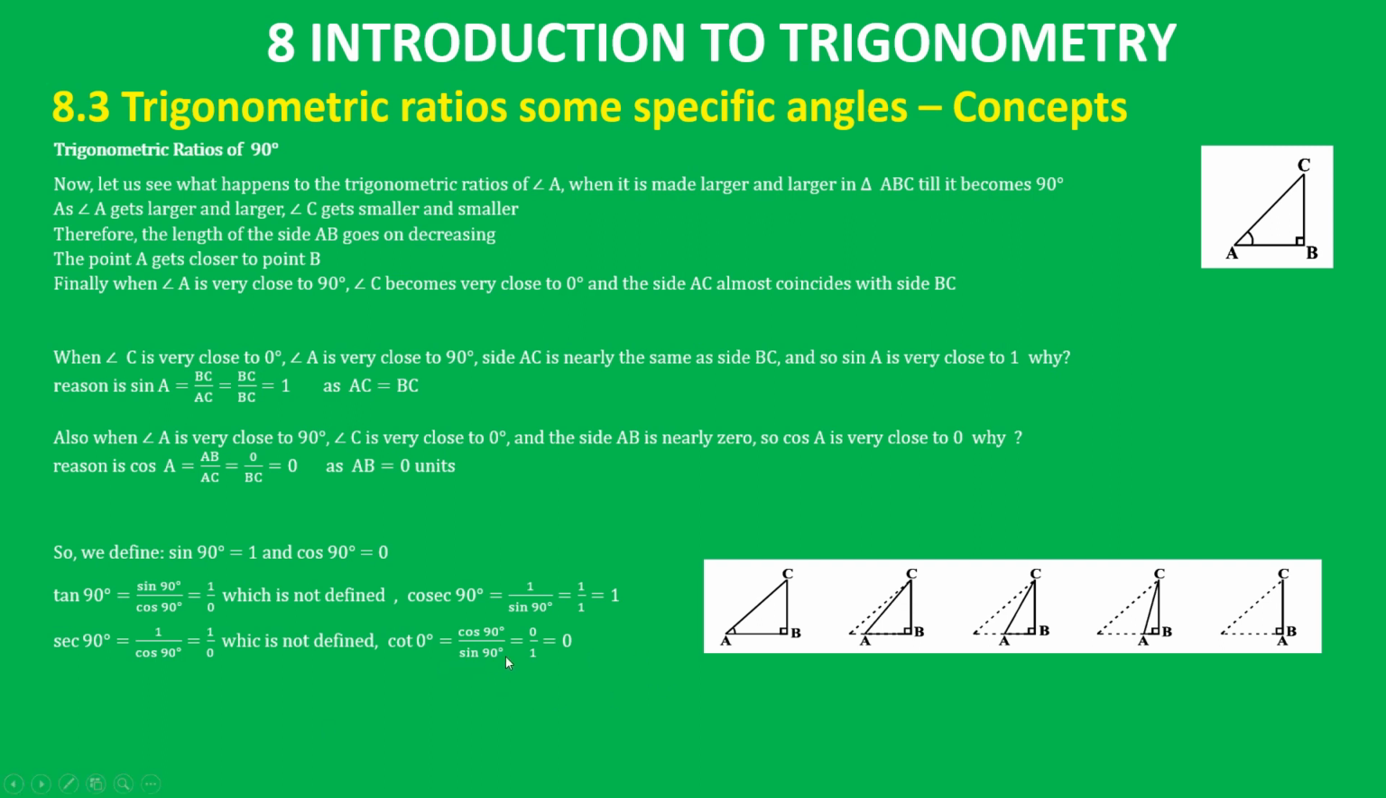And cot 90, you write like this. Don't write 1 by tan 90. You write like this: cot 90 degrees is equal to cos 90 by sin 90. Cos 90 by sin 90 is what? 0 by 1 is equal to 0. Okay? Alright.